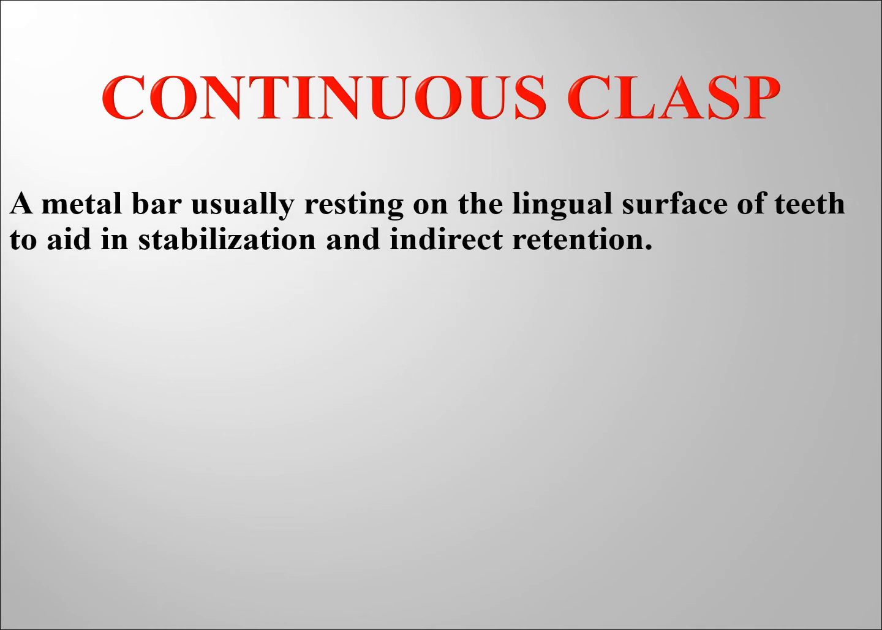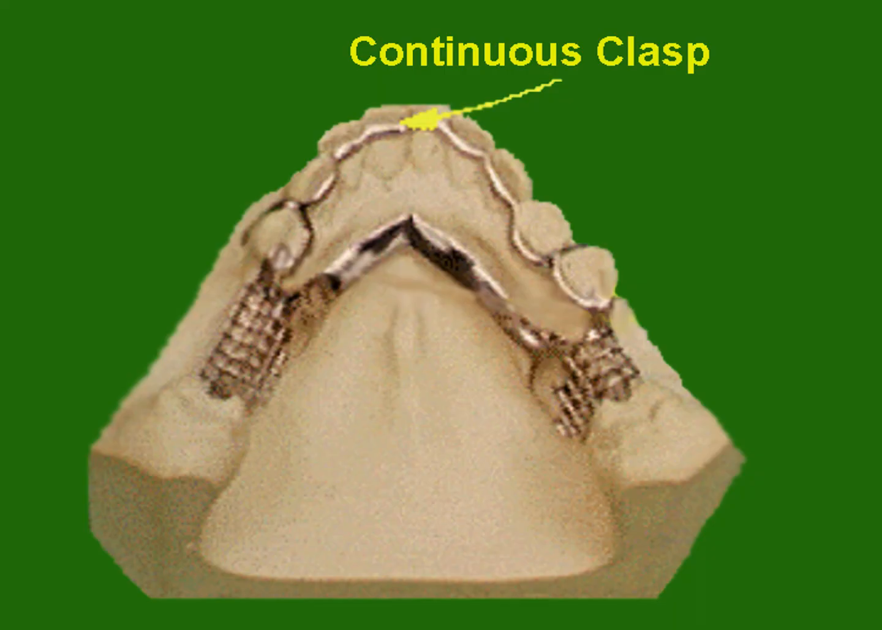Of course we talked about all clasps this way, but you have to know that there is something called a continuous clasp. A continuous clasp is actually a type of major connector. It's a metal bar usually resting on the lingual surfaces of the teeth, and it aids in stabilization and indirect retention. And it's actually a major connector. It's not a direct retainer. You have to differentiate between them.